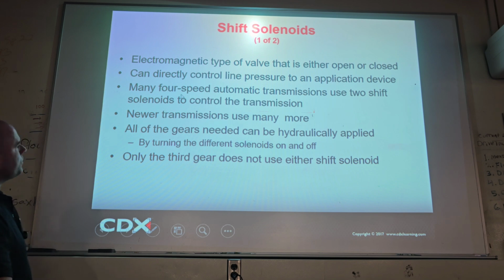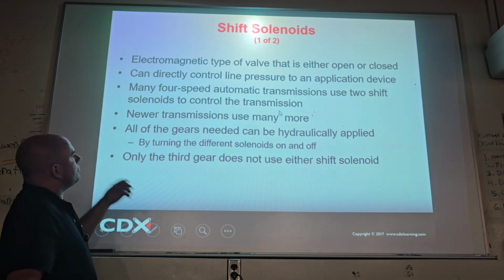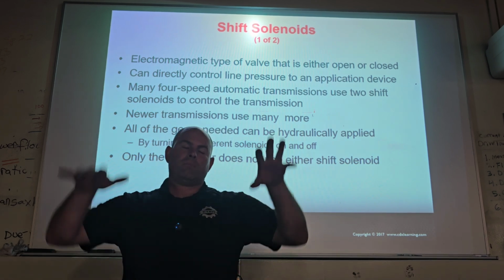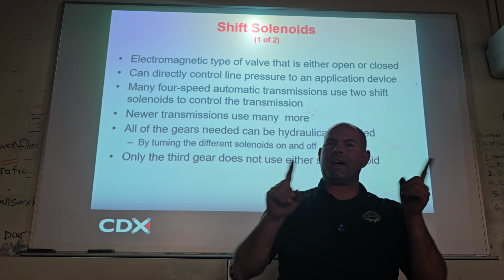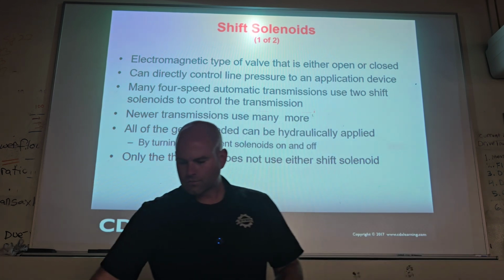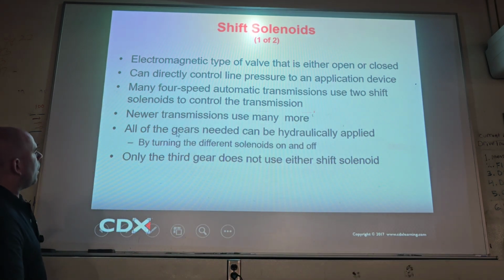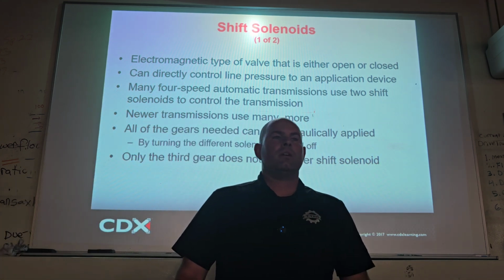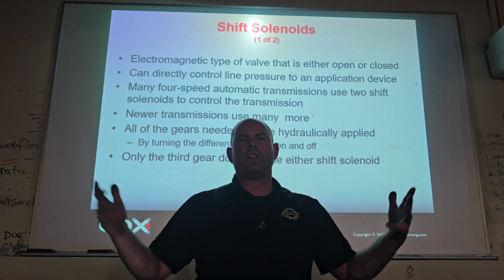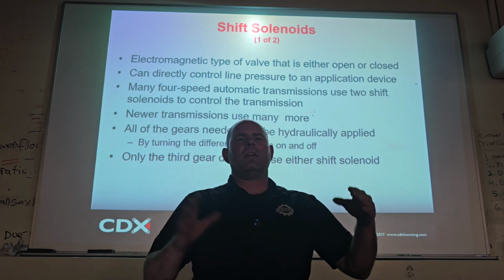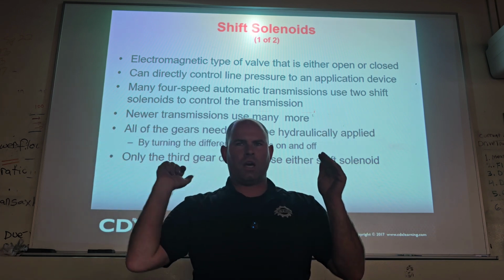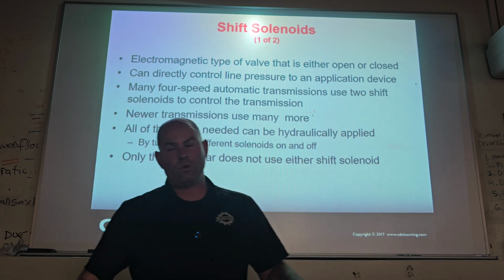Okay, and then 4-speed automatics, back in the day, used just 2 shift solenoids. That's it. Shift solenoid 1, shift solenoid 2. It's so simple. And the ASE was based on 4 speeds for a long time, but it's not anymore. Those days are gone. Newer transmissions use many more. All of the gears needed can be hydraulically applied by turning different solenoids on and off. So you want 1st, 2nd, 3rd, 4th, 5th, 6th, 7th, 8th, 9th, and 10th. Whatever, 11th, maybe. Whatever gear you want, it's going to be a combination of the different solenoids. This one on, this one on, this one off, this one on, this one off, this one on. Make sense? And there can be quite a few of them in there.